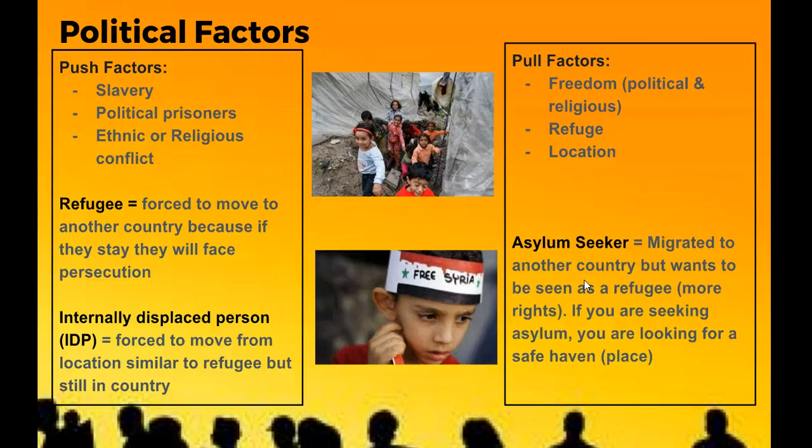Now you've come into their country. Not every country has to recognize you as a refugee. They might not think what you are leaving for is legitimate. So an asylum seeker is somebody that wants to be seen as a refugee. Because if I were to see you as a refugee, I would grant you access into my country as protection.